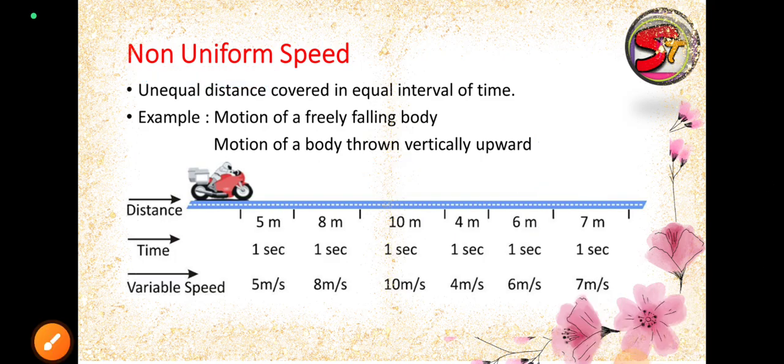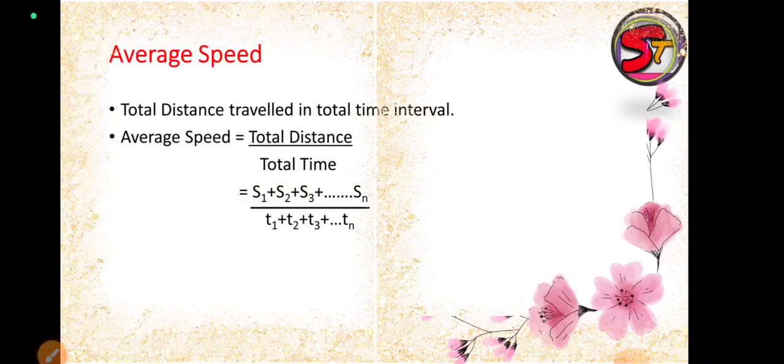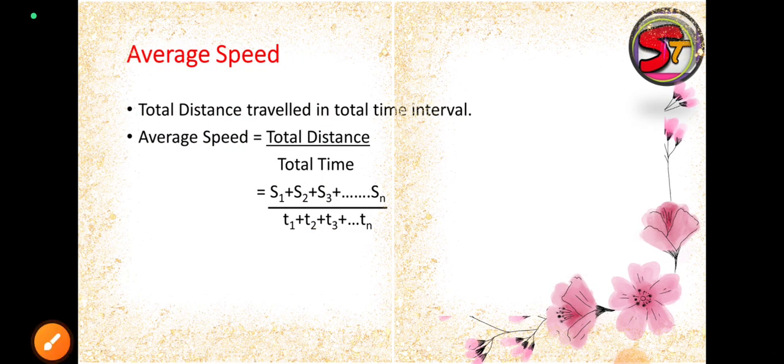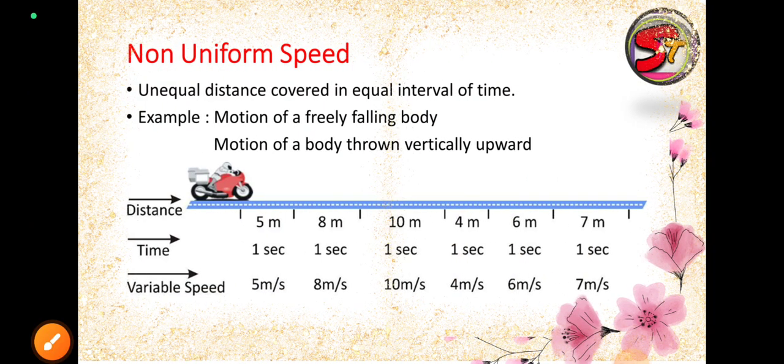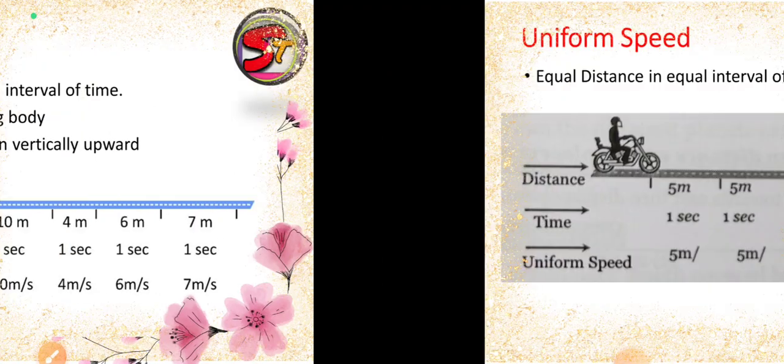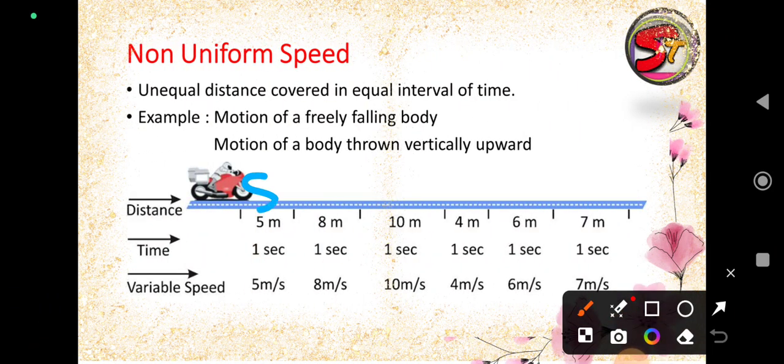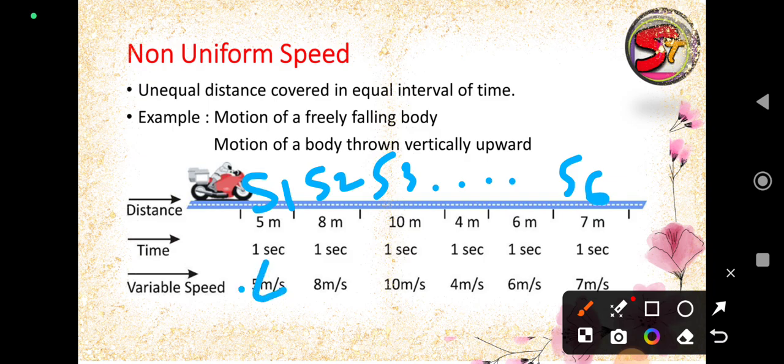Once we understand the uniform and non-uniform speed, it is very easy to understand the average speed. Now, what is meant by average speed? Here, the average speed definition I have written: total distance traveled in total time interval. For example, in the previous case I have considered this one: 5 meter, 8 meter, 10 meter. Total distance I need to add. Suppose this is S1, this is S2, this is S3, and so on, up to S6. We need to add the total distance. In 1 second, this is T1, T2, T3, up to T6.